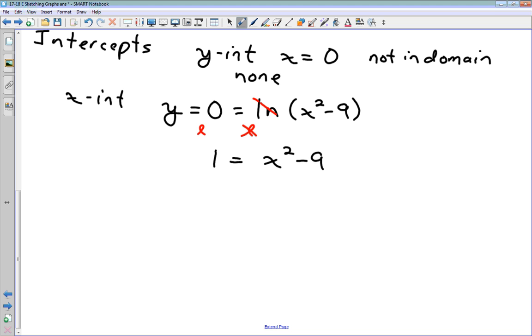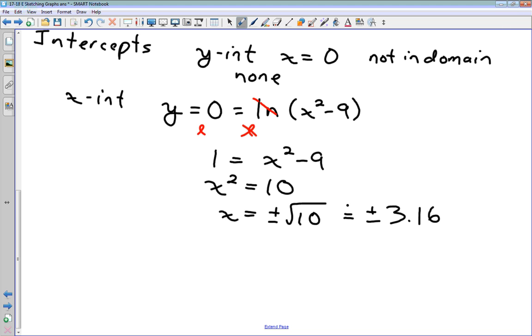Let's just bring the 9 over to the other side here. x squared equals 10. So x is going to equal plus or minus root 10, which is plus or minus about 3.16. So we have two x-intercepts, one positive and one negative.